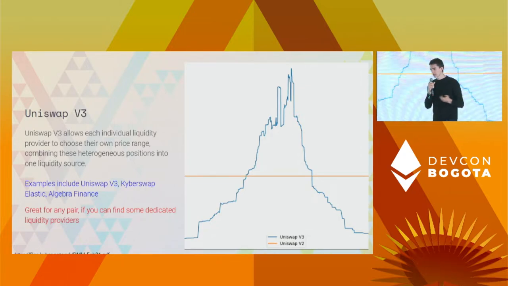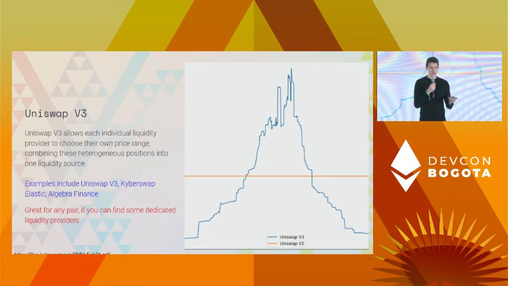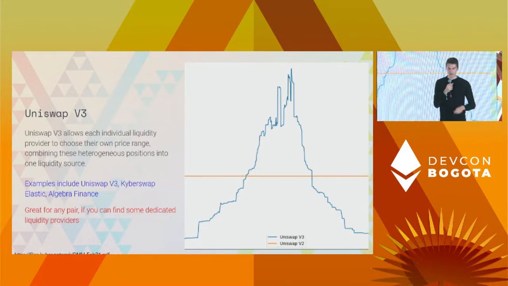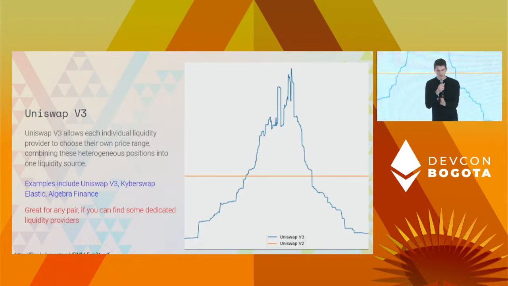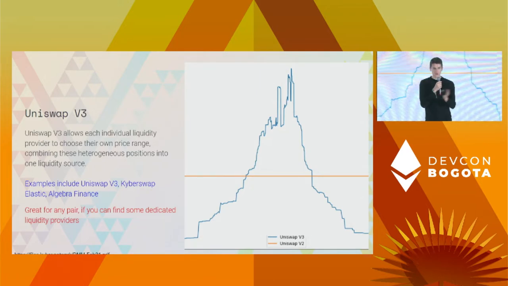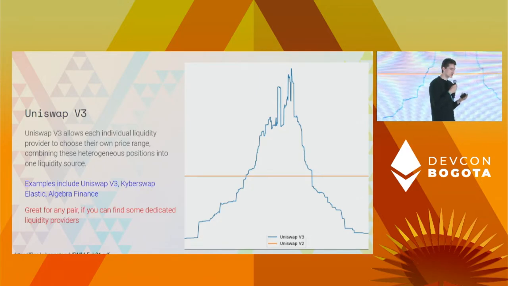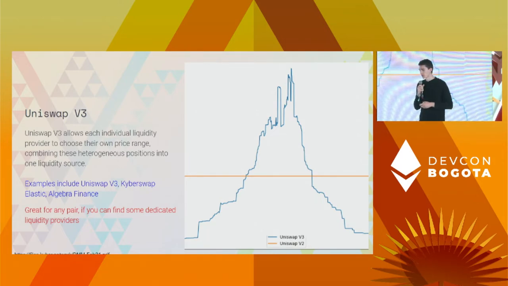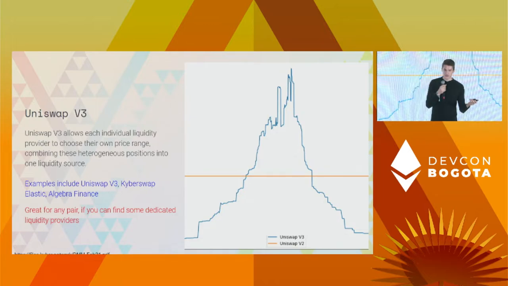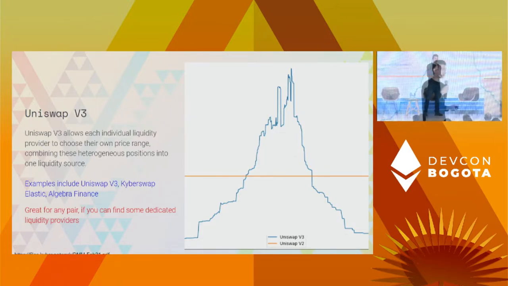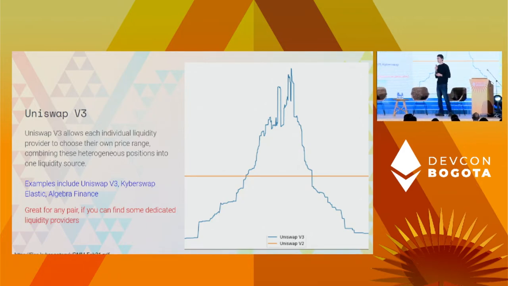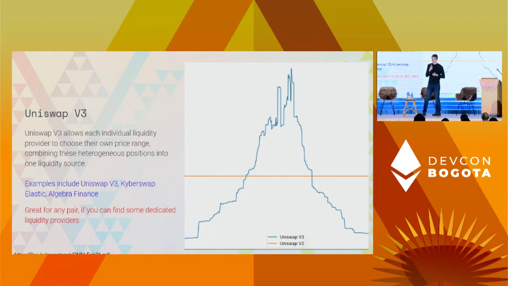And you can see for reference, just for fun, we have Uniswap V2, which is just flat because it's uniform, whereas Uniswap V3 has this very complex shape because it's the combination of all these different ranges that all these Uniswap V3 liquidity providers are providing liquidity in. And so, as everyone's probably aware, this has become extremely popular and is responsible for a huge proportion of the DeFi trading volume because of how powerful this mechanism is.